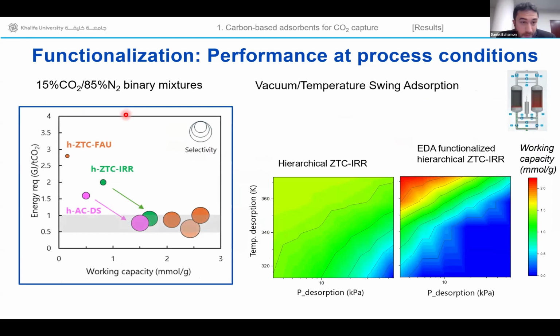Now for the process, we can have many different, let's call them key performance indicators, to see which one will be more beneficial for another one. I'm showing here two key performance indicators, KPIs, working capacity and energy requirement. As you might see, by having this functionalization, you are not only increasing the working capacity, the amount of CO2 that you can actually recover from your system, you're also reducing the energy requirements, because you are recovering more CO2 per cycle. And of course, the selectivity is being enhanced as well.